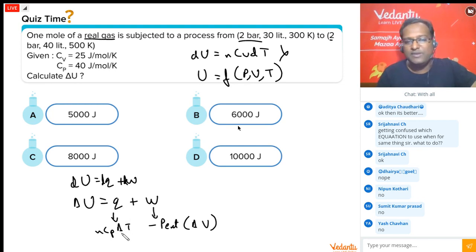Now here I am obviously assuming that it was a constant pressure process because initially it is also 2 bar, finally it is also 2 bar. So I'm making that assumption. Is it clear?